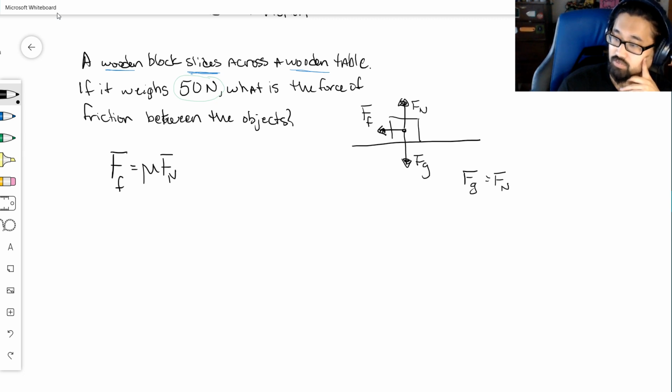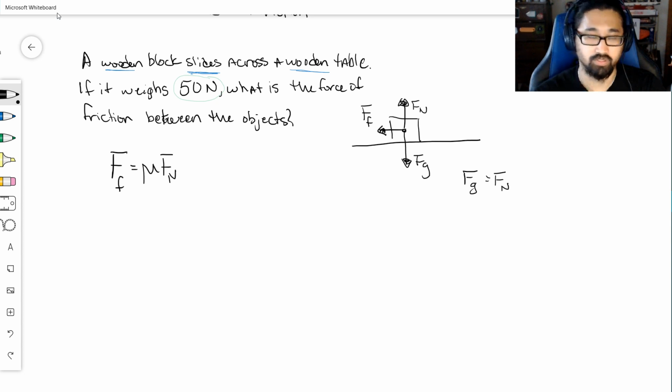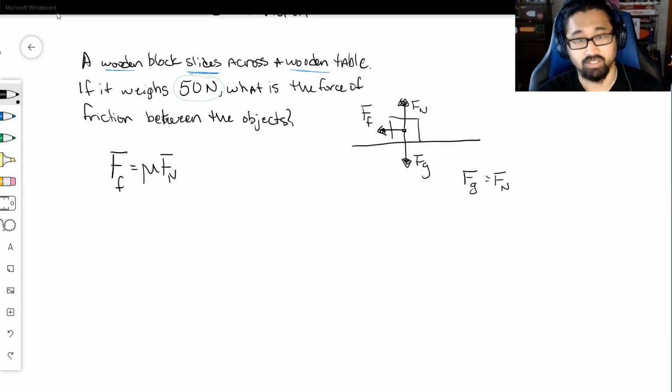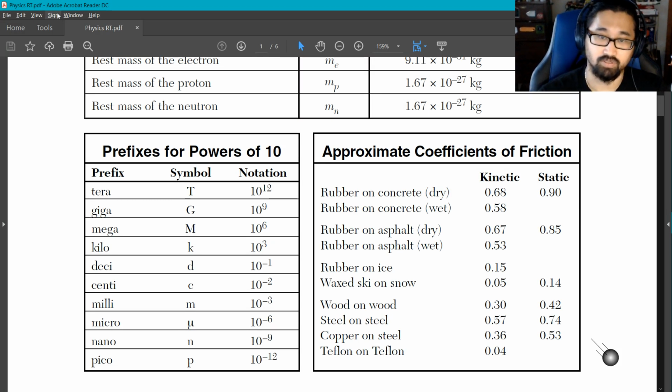It's 50 newtons. I also need the wood on wood, and it's kinetic, because I need to check the coefficient of friction. So I have to go down here, I go wood on wood. It's either kinetic or static. I underlined that it was sliding. That's not stuck. That's moving. So that's a kinetic coefficient of friction, which means I'm using 0.3.